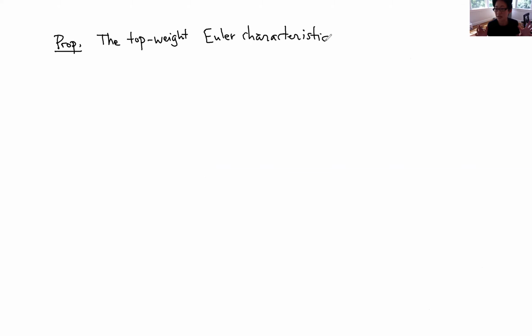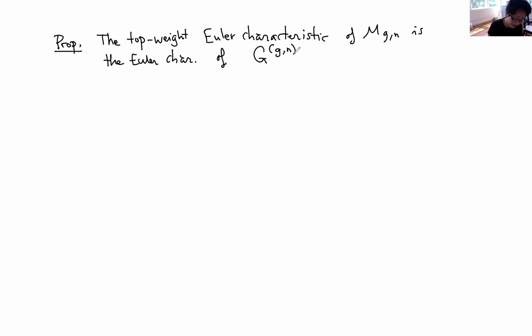Okay, so here's the main proposition, which is the reason that we are studying this at all. It's that the top weight Euler characteristic, so top weight in the sense of the weight filtration, in the sense that is discussed for weeks and weeks in the Stegosaur seminar. So the top weight Euler characteristic of MGN is exactly identified with the Euler characteristic of this n-marked genus G Kontsevich graph complex.